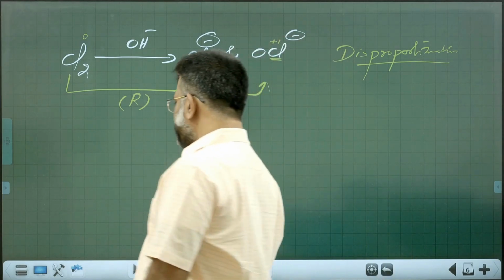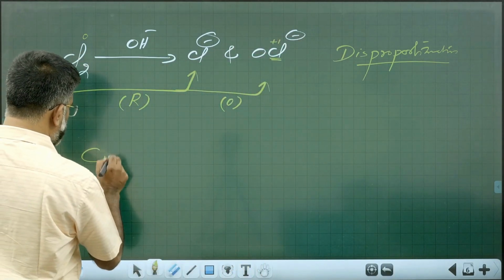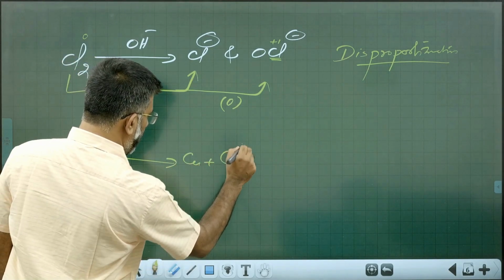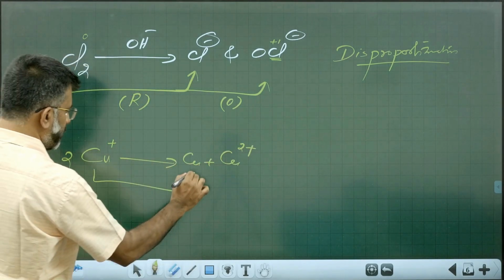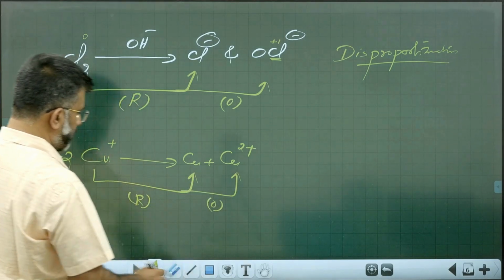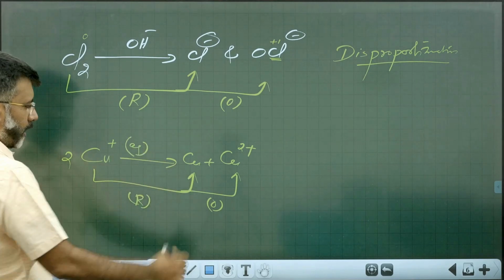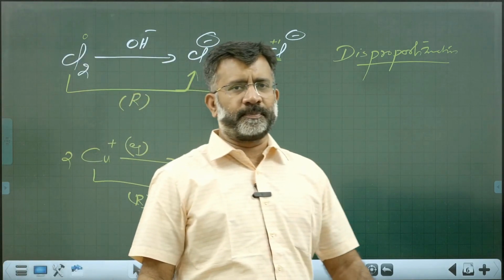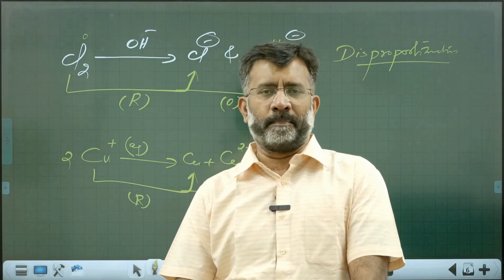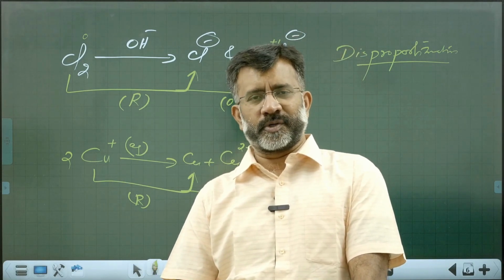Another example, say copper: Cu plus is undergoing a change to Cu and Cu2 plus. This is a reduction reaction, while this is an oxidation reaction. In aqueous solution, cuprous ions are disproportionated to get cupric and copper. This is a disproportionation reaction.